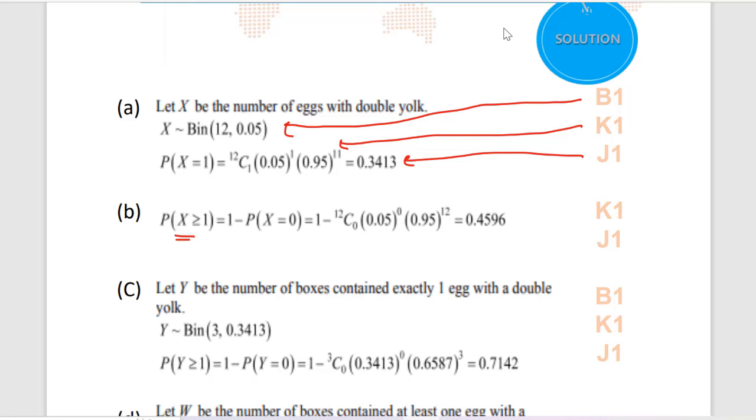Kita kena guna formula. So, guna formula, kita boleh buat 1 minus probability X equals to 0. Total probability semua 1. Tolakkan probability X sama dengan 0 sebab kita nak cari probability X greater than or equals to 1. So, ini masukkan dalam formula. Ini dapat K1, dan jawapan dia awak akan dapat 0.4596. So, ini J1. Okay, selesai untuk part B.